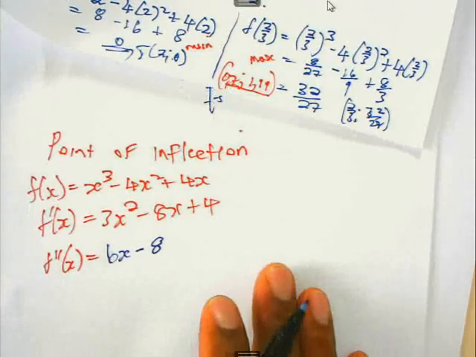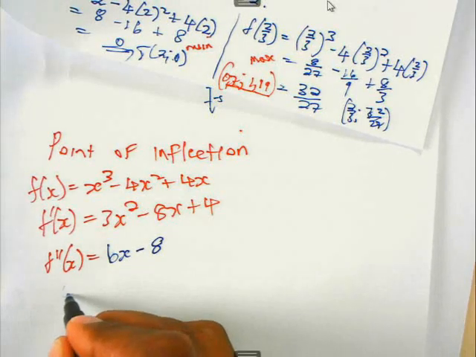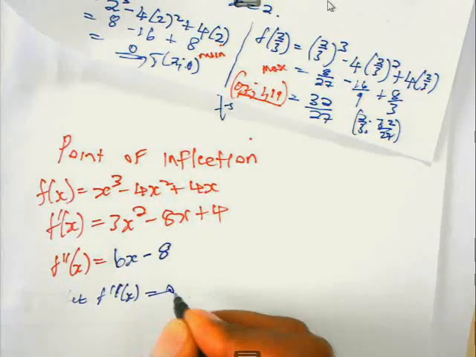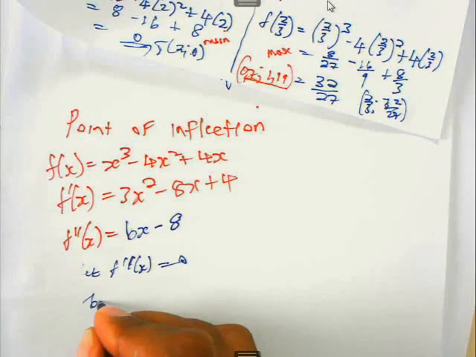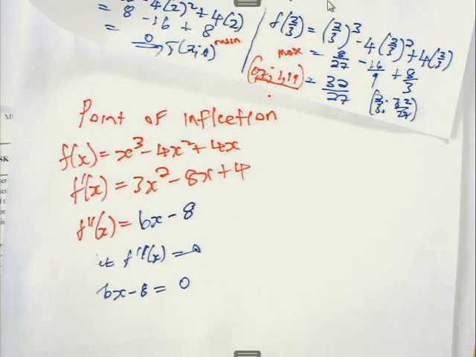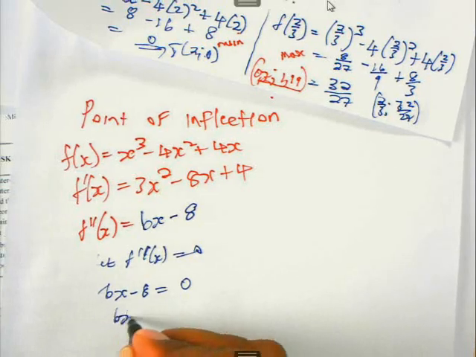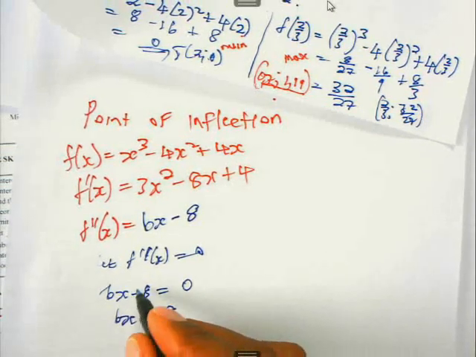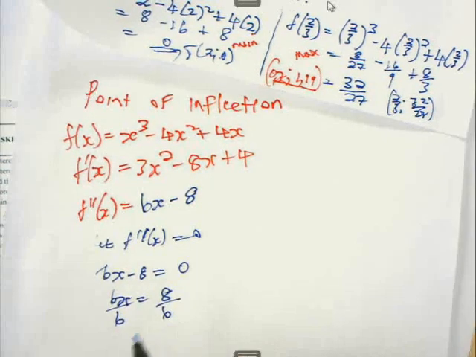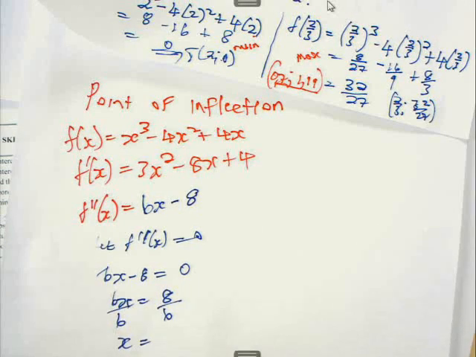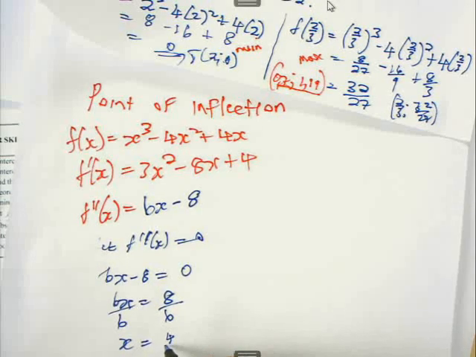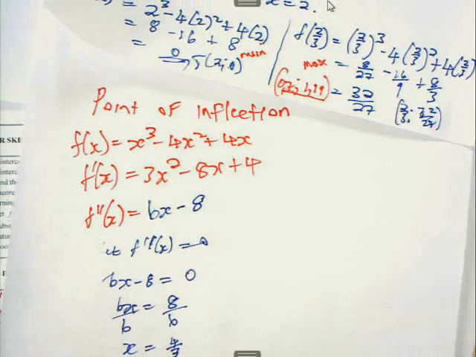And of course, the other thing which is very important, you must let f double prime of x be 0. Then we have 6x minus 8 is equal to 0. From this one you can say 6x is equal to 8, when you move it to the other side it's positive 8. Then divide by 6, then x is equal to 8 over 6, which is 4 over 3.